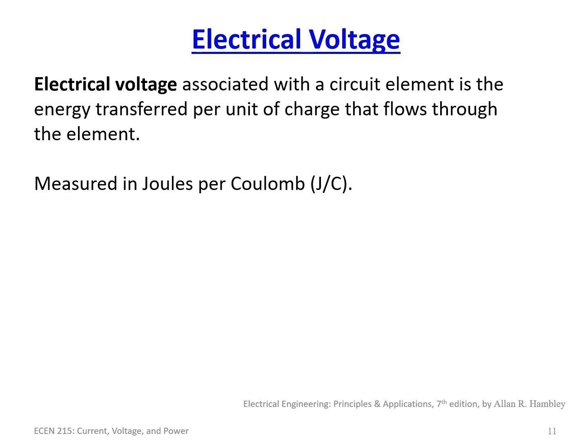And you measure that in units of volts, and those are joules per coulomb. So just the actual definition is, the electrical voltage associated with a circuit element is the energy transferred per unit charge that flows through that element. So joules per.